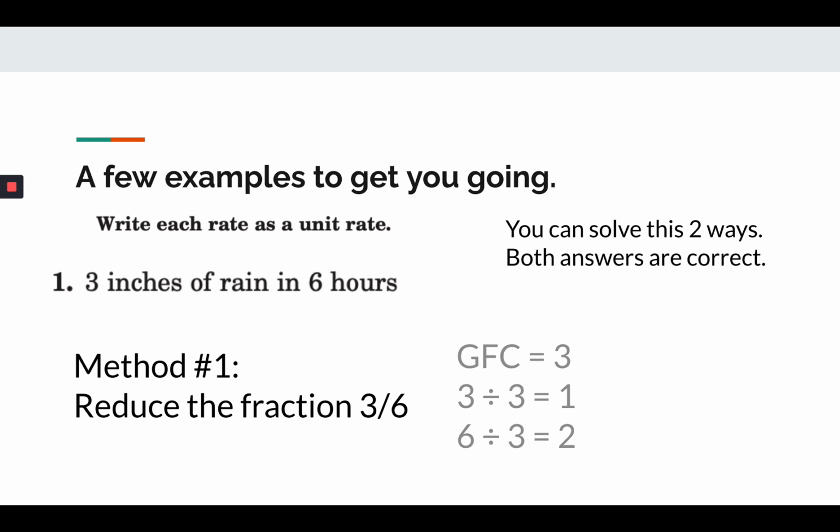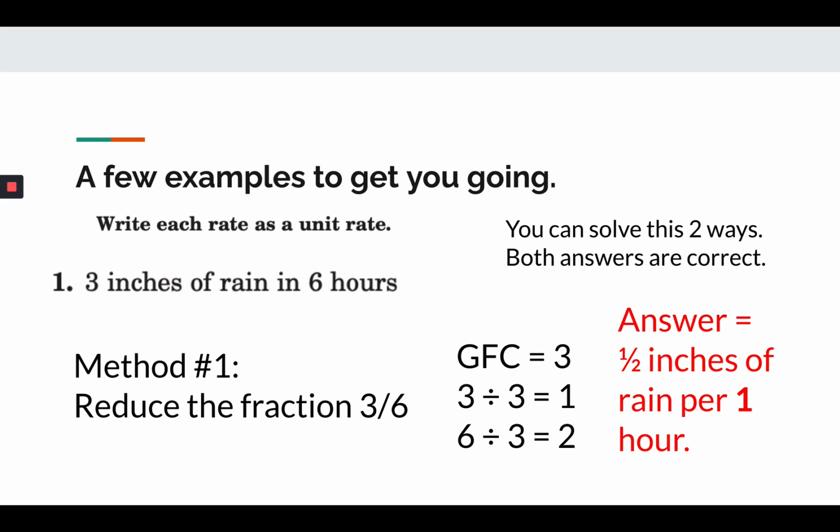All right. So I solved this one by finding the greatest common factor of 3 and 6, which was 3. 3 divided by 3 is 1, 6 divided by 3 is 2, so I have 1/2. That doesn't reduce to a number over 1 easily, so I just leave that as my answer. It is 1/2 inches, and what I have to do with that is put it over 1 hour. So you reduce the fraction and put it over 1. That is the fraction method.